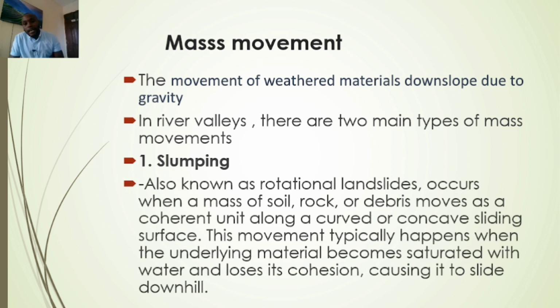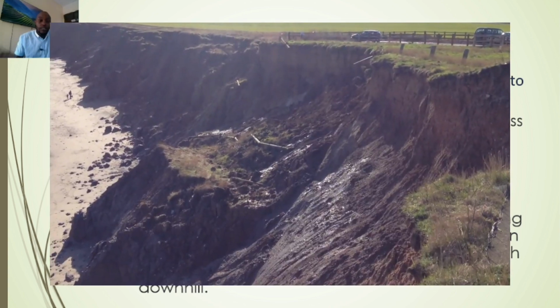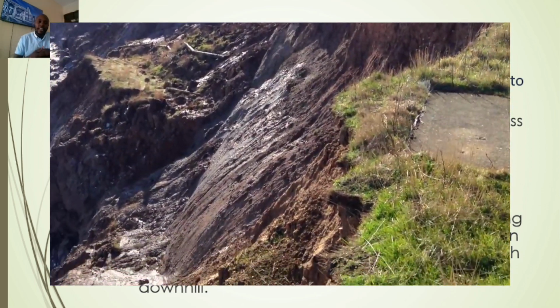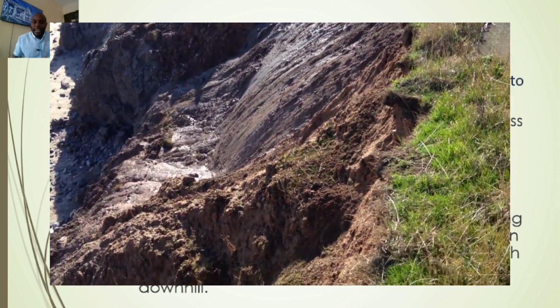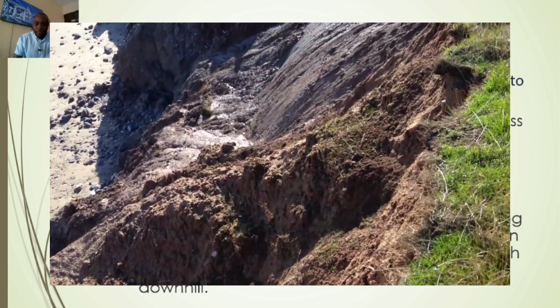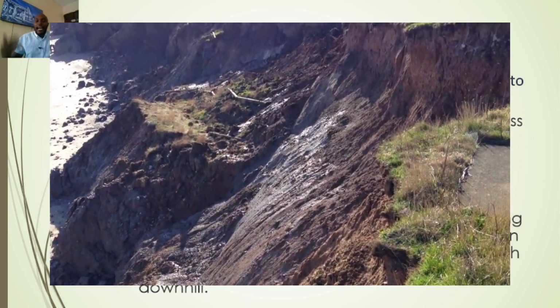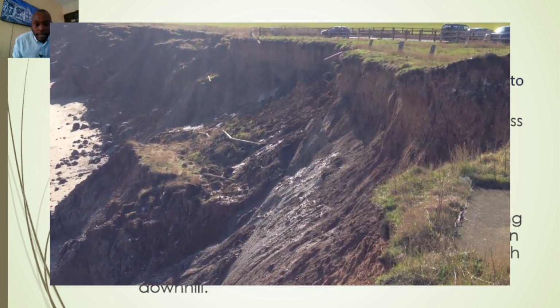Now, in slumping, let me just explain it in my own words, whereby you find that the rock or the soil has accumulated a lot of water. It's so wet to an extent that it can't hold any more water. We call it saturated soil. Okay, so you find that due to that being so wet, it slides down. Okay, it's a sliding due to the heaviness of that soil, due to that high amount of water that is being carried by that soil.